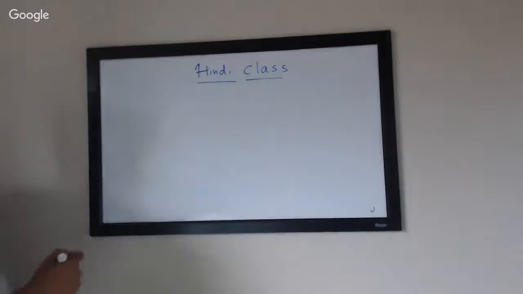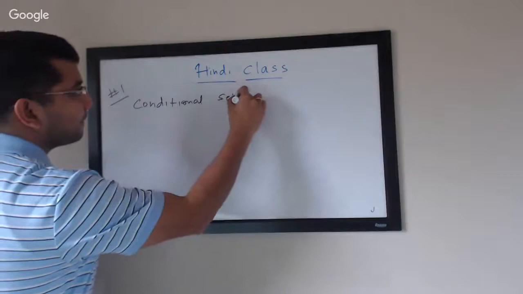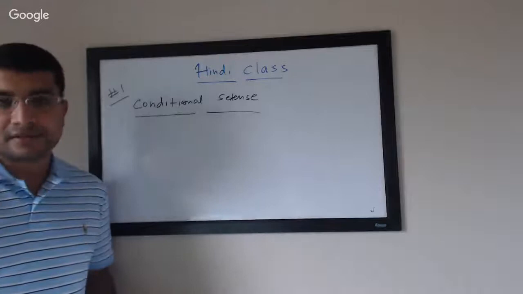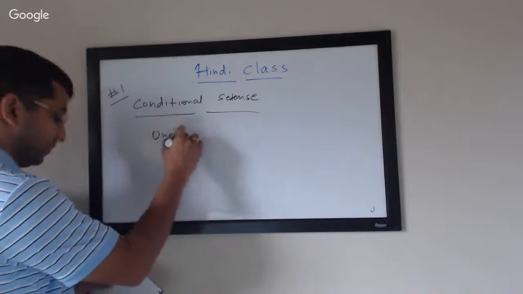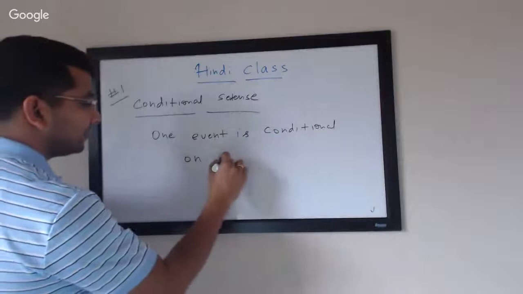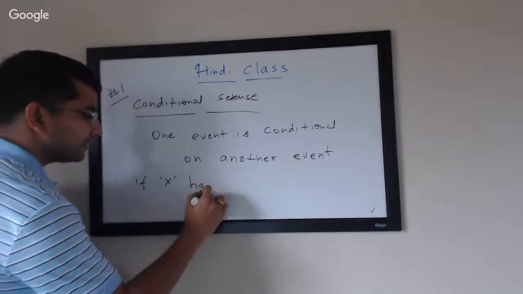So let's start with segment number one, which is conditional sentences in Hindi. Last week also we picked up a part of it, right? In this class, we'll talk about how we say conditional sentences in Hindi, okay? So what it means is one event is conditional on another event. So basically, if X happens, Y will happen.